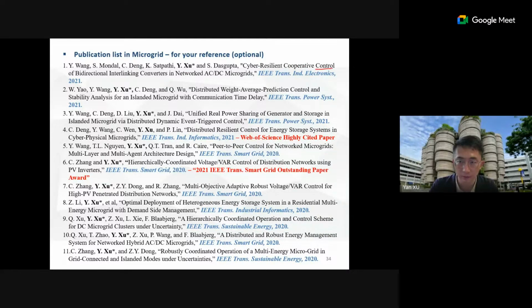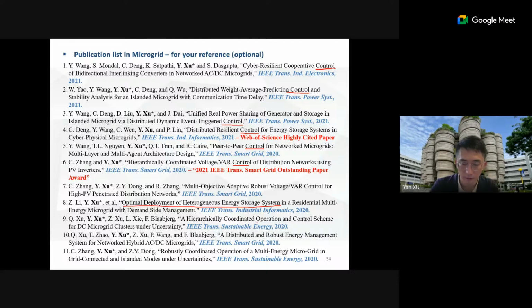Because of the time limitation in this lecture, I didn't cover control because it's more complex. But if you're interested, you can refer to these references. We have control papers, and this one is for controlling everything. And this one is for planning. You can see deployment of energy storage system. This is a planning paper.